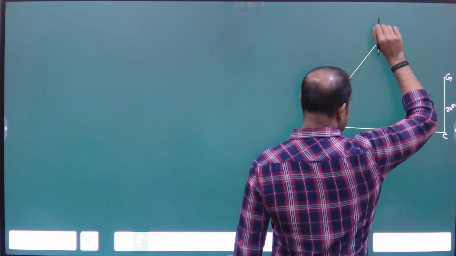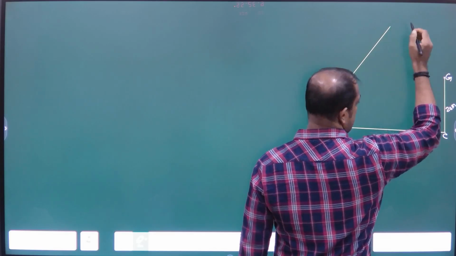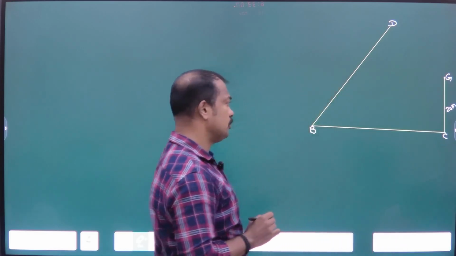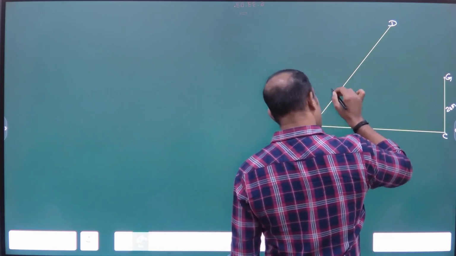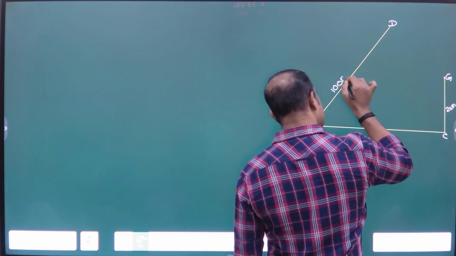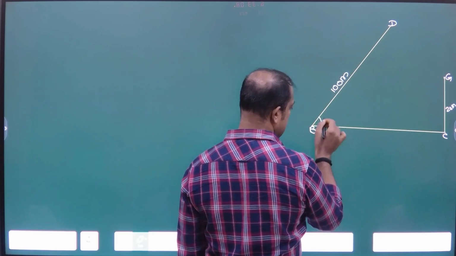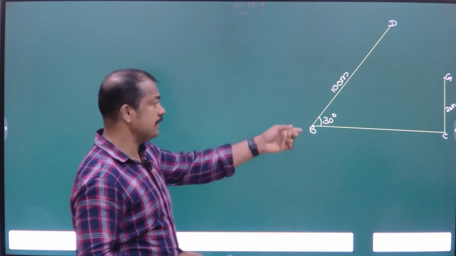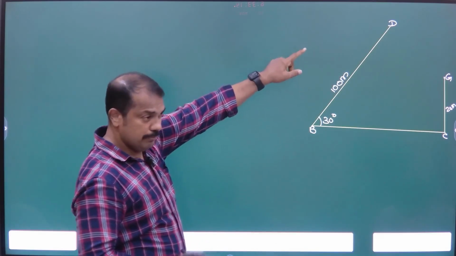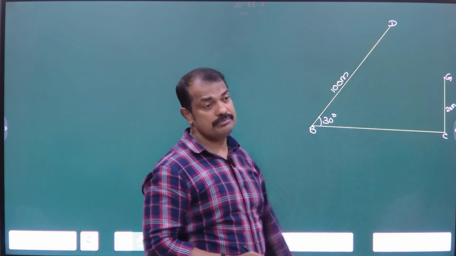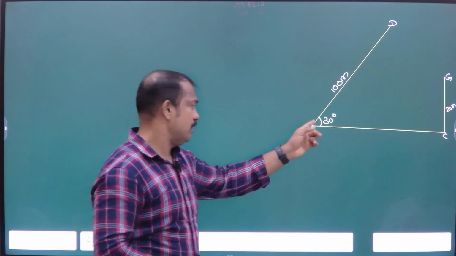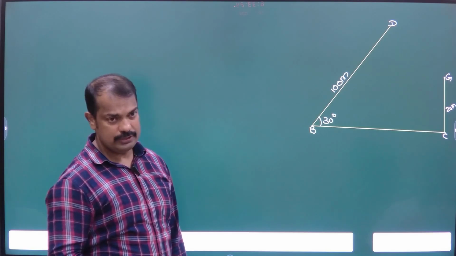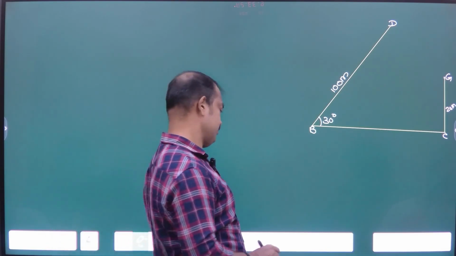This is the position of the bird. The bird is at a distance of 100 meters from the boy, at an angle of elevation of 30 degrees. The angle of elevation of the bird is 30 degrees.